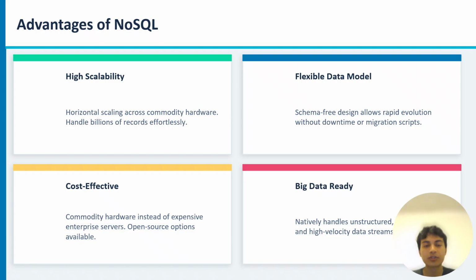So let's talk about the advantages of NoSQL. First is high scalability. Because of horizontal scaling, NoSQL can handle billions of records by distributing data across multiple servers. Second is flexible data model. You don't need to redesign your database every time your data changes. This makes development faster and more efficient. And the third is cost effective. As I talked about, instead of expensive high-end servers, you can use multiple low-cost machines. And finally, it is built for big data. It can handle structured, semi-structured, and unstructured data all at once. So overall, NoSQL is designed for modern large-scale applications.